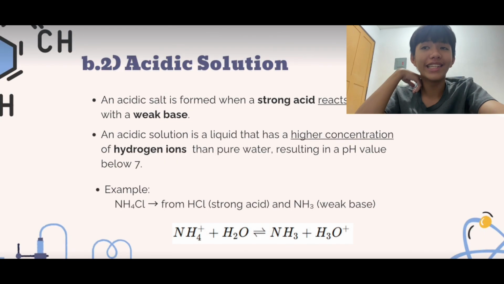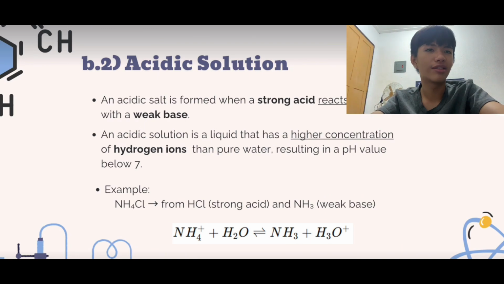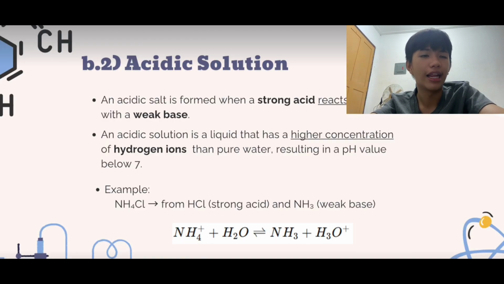An acidic salt is formed when a strong acid reacts with a weak base. An acidic solution is a liquid that has a higher concentration of hydrogen ions than pure water, resulting in a pH value below 7. For example, NH4Cl from HCl, a strong acid, and NH3, a weak base.